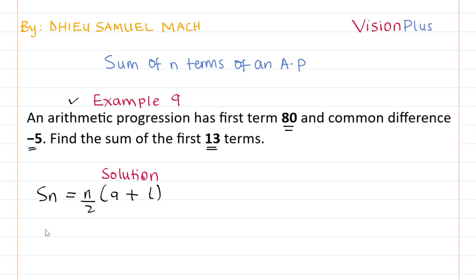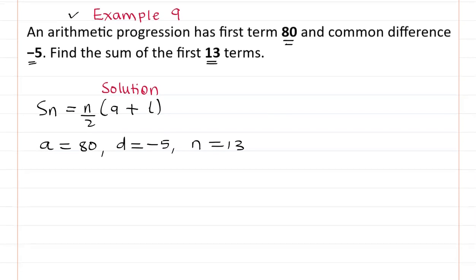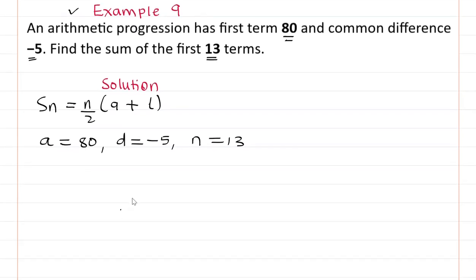What are we given? We are given the first term A as 80, common difference D as -5, and the number of terms as 13. What is the first thing that we do here? We start by getting the 13th term. That is the term in position 13, and that becomes our last term L, which is the same as the 13th term.